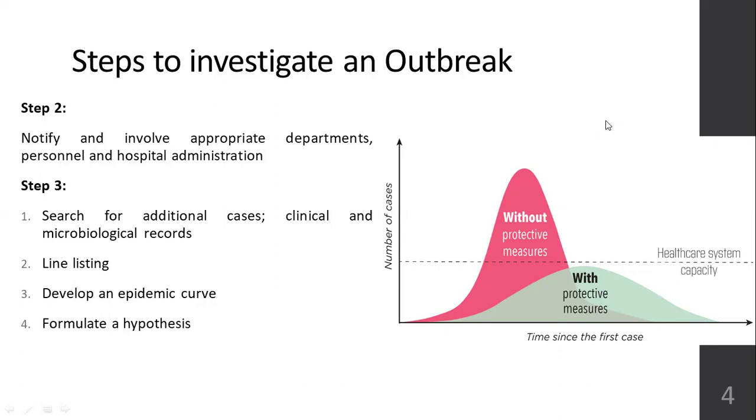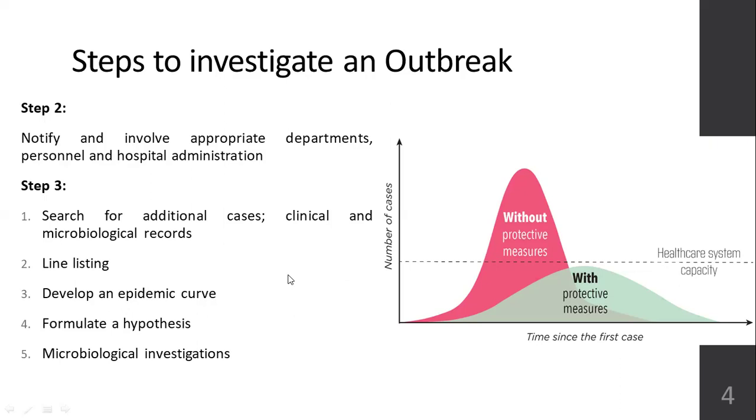Is this a SARS virus? Is this a different form of a swine flu virus? Is this a different form of H1N1 infection? Or yellow fever, dengue? Is this a different kind of vector-borne outbreak? So you have to formulate a hypothesis, and that will give you direction to move forward with the outbreak.